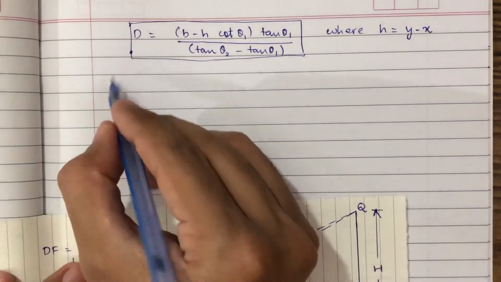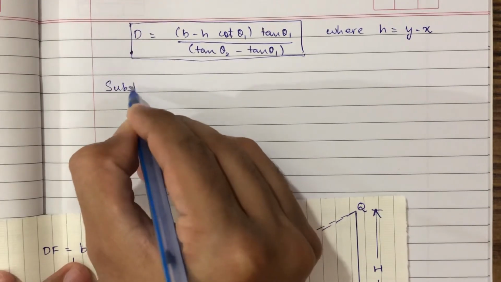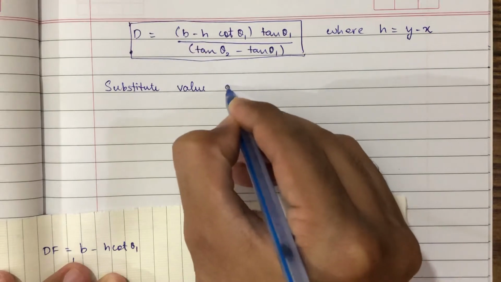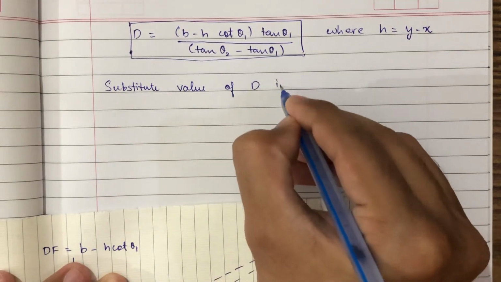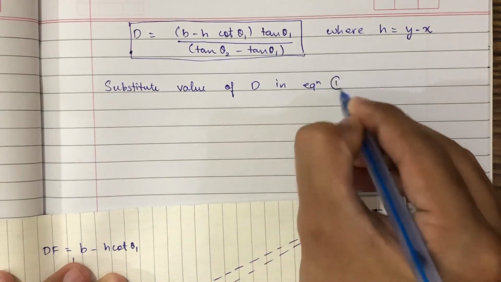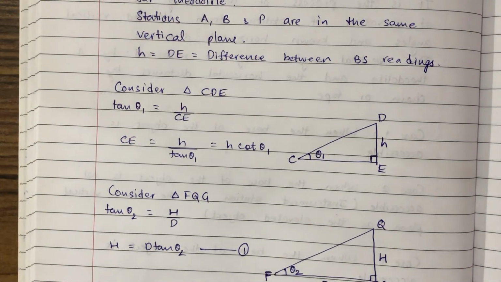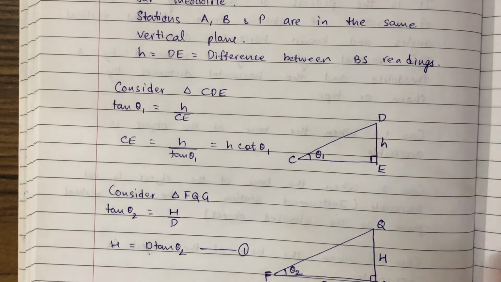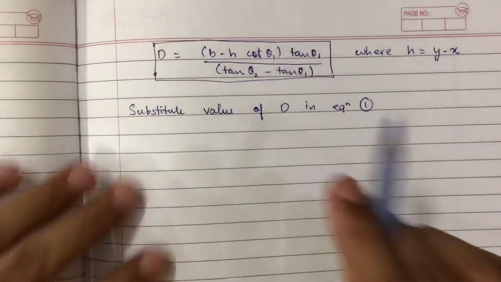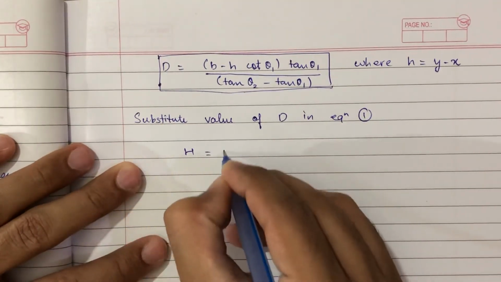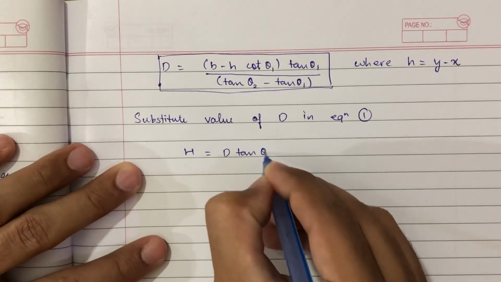Now if we need to find the height H, height capital H, we can substitute this value of d in equation 1. So equation 1 is this equation. This is equation 1, H is equal to d tan theta 2. I will write equation 1 over here, H is equal to d tan theta 2.